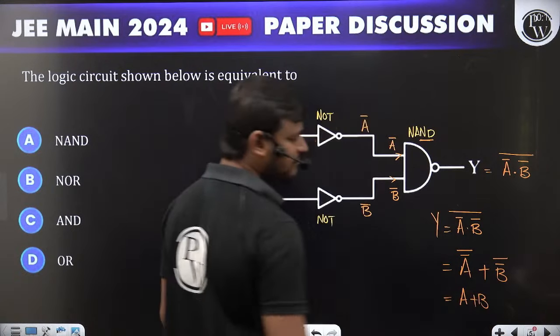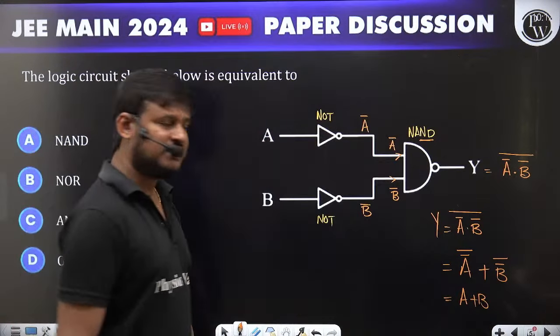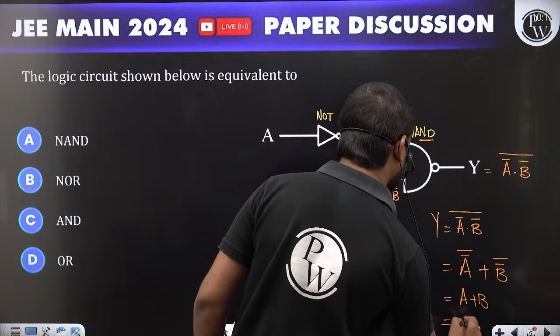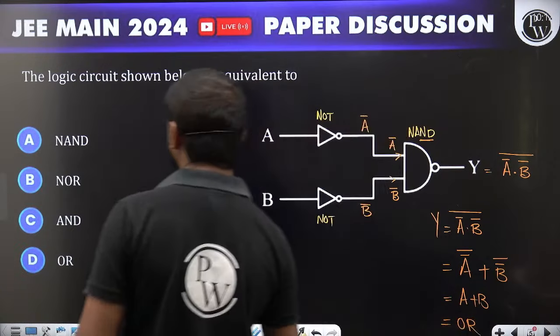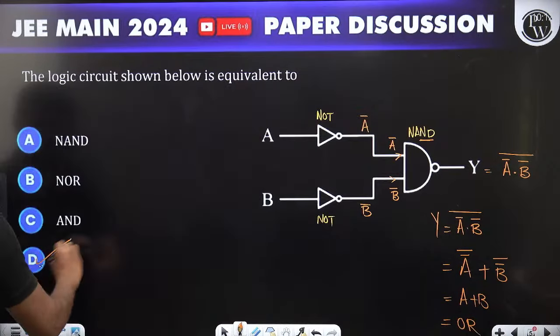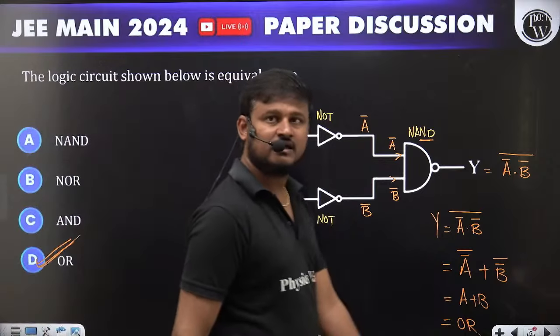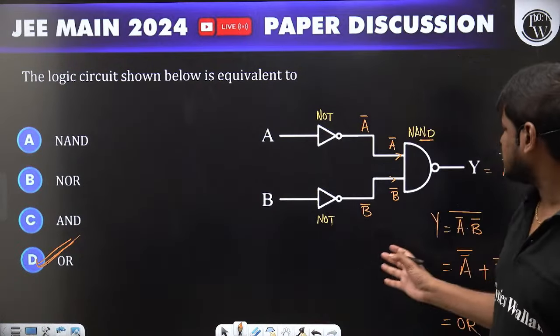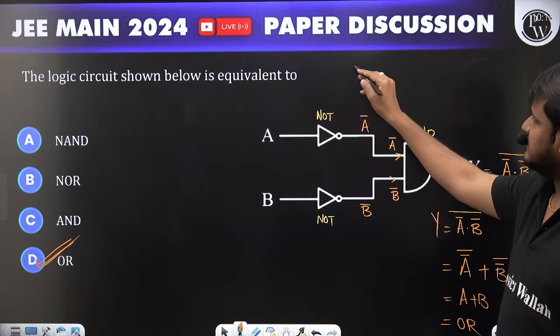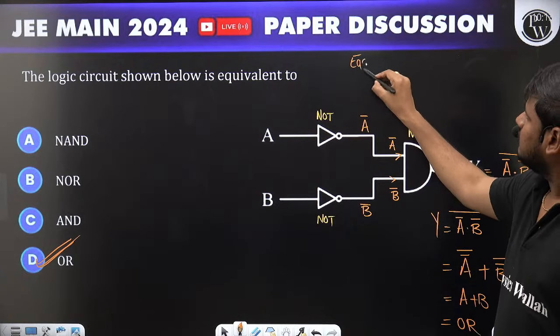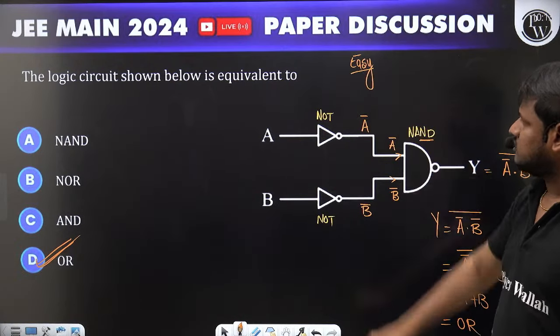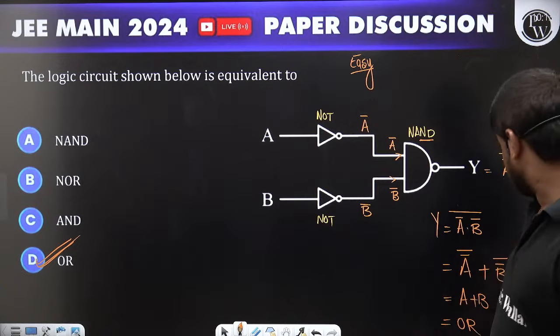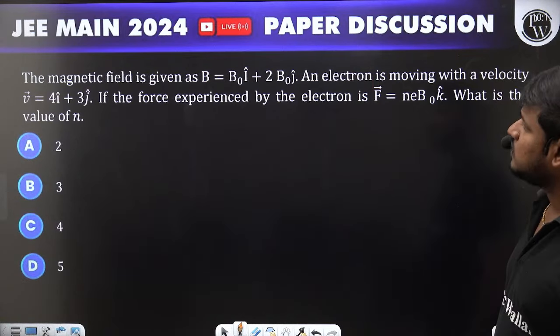So what is A plus B? A plus B is nothing but OR. A plus B is an OR, which is option D. Clear? Understood, guys? Easy question from the logic gates. So done. Next, let's move on to the next question.